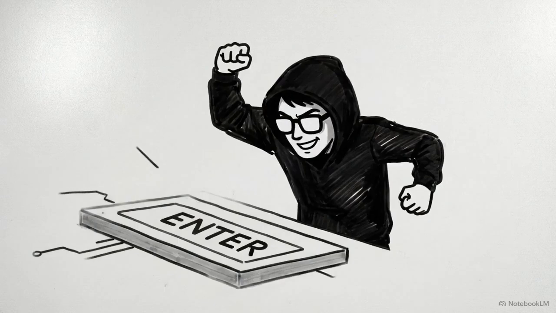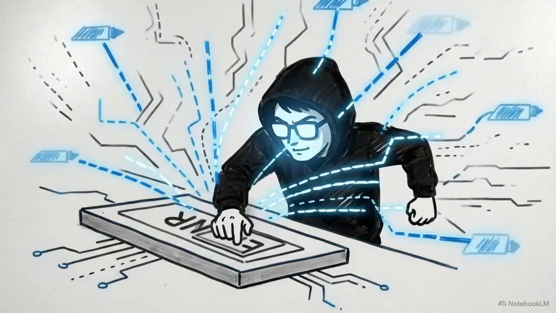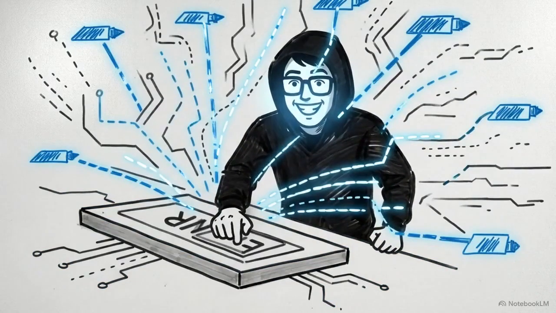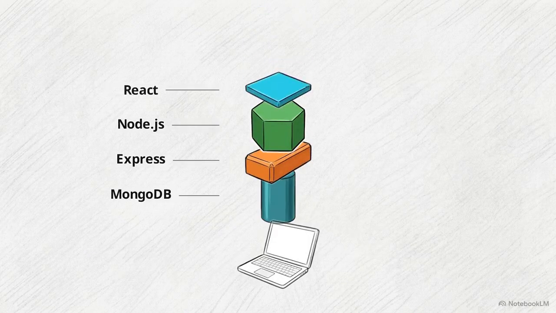You just spent 3 months successfully building a complex MERN stack application. MERN stands for MongoDB for your database, Express and Node.js for the server side, and React for the front-end interface. On your personal laptop, this app runs flawlessly.